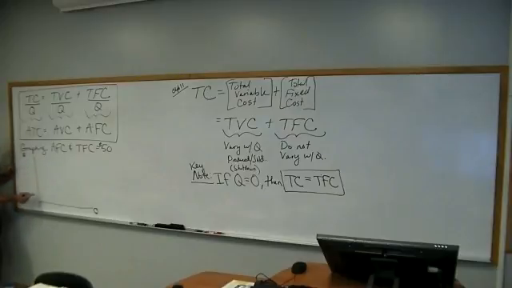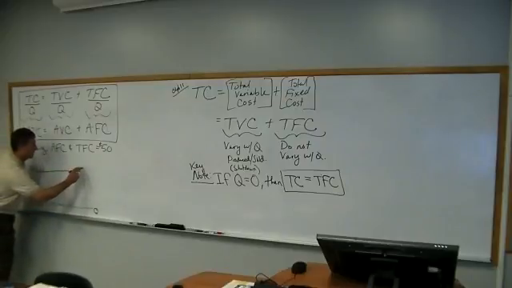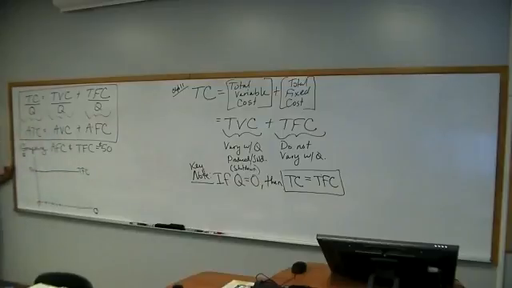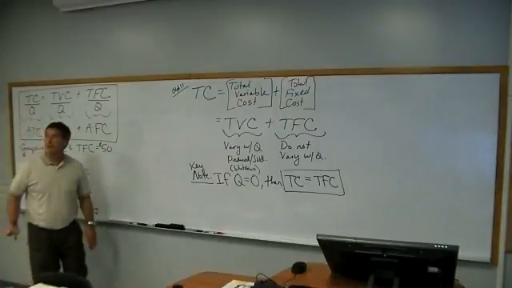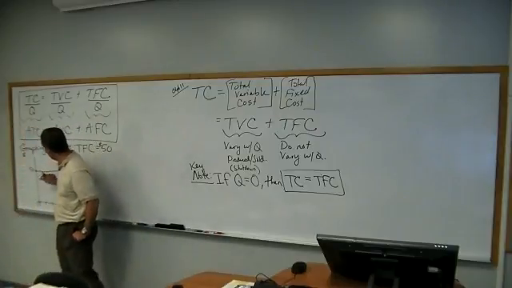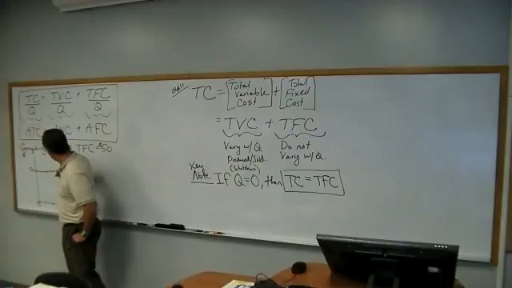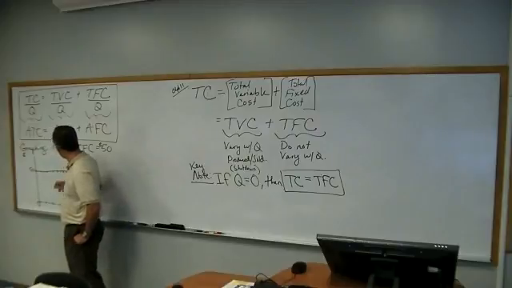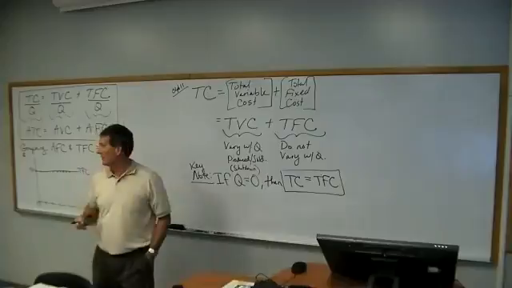So at 0, we still have $50 worth of fixed costs. At 100 units, $50. At 200 units, $50. The total fixed cost curve is not a curve at all. That's kind of a lousy horizontal line, but that is just a straight line saying that at any quantities, total fixed cost is $50.